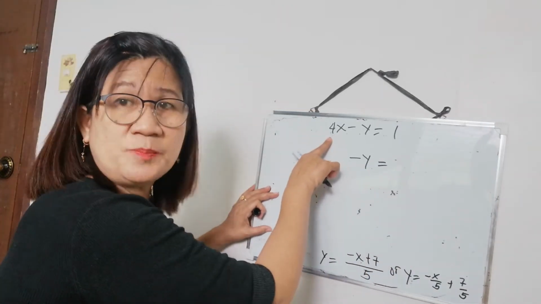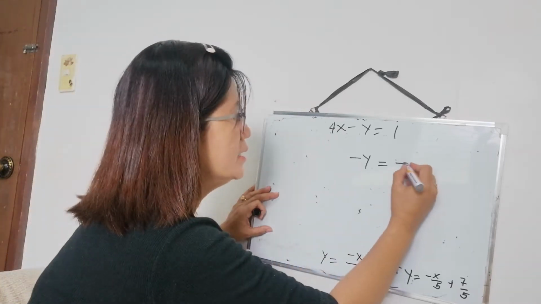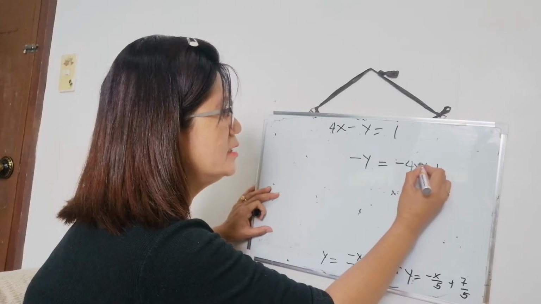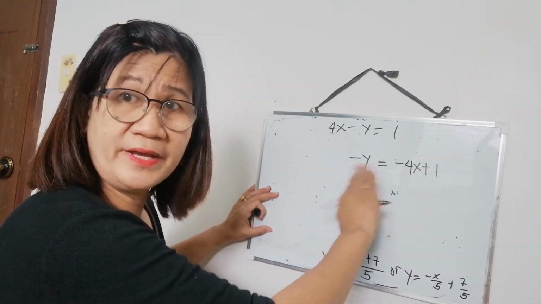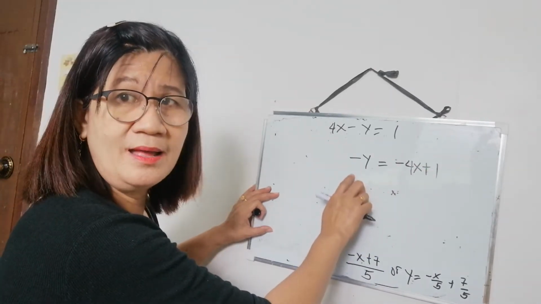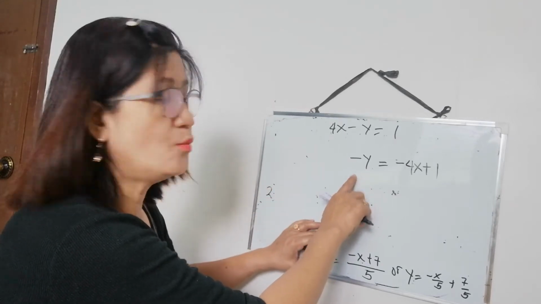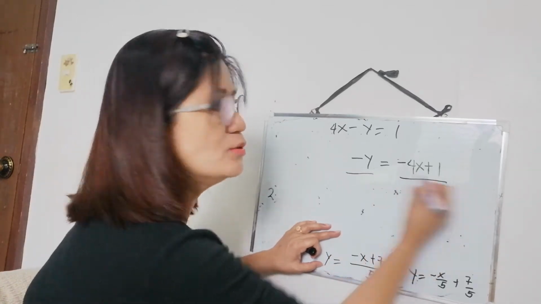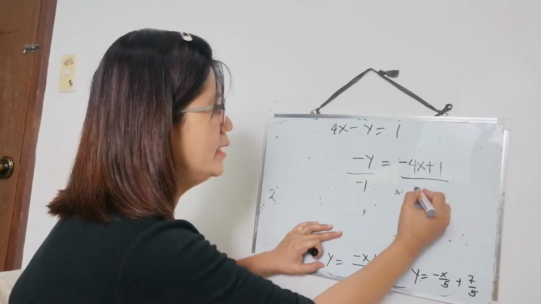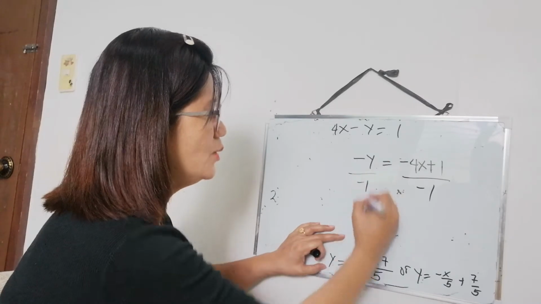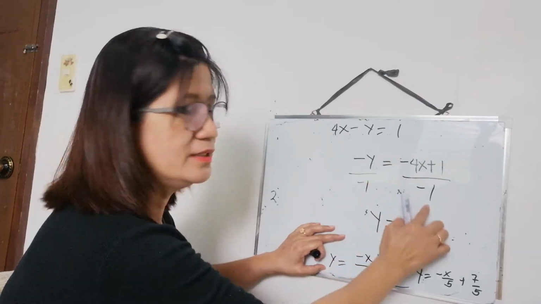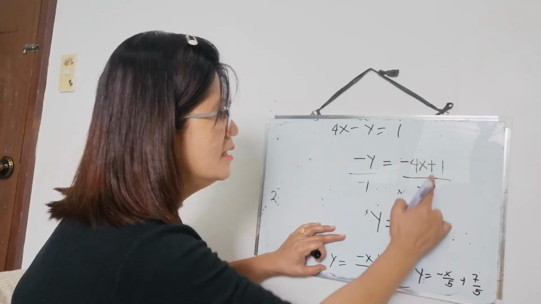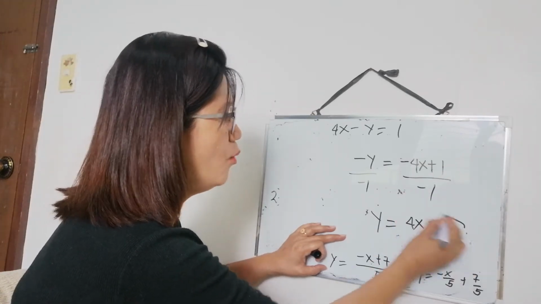Then, this positive 4x will become negative 4x. You bring down positive 1. Okay, negative 4x. This is not yet final. We need to remove the negative sign in y, no? So, papaano, ma'am? So, we will divide both sides by negative 1, negative 1. So, this will be positive y. Ito, negative divided by negative will be positive 4x. And this will be negative 1.